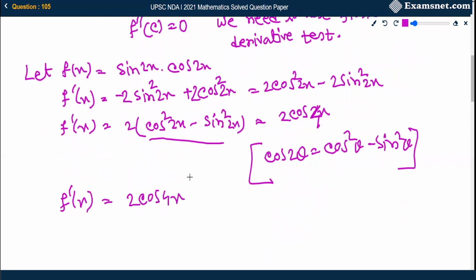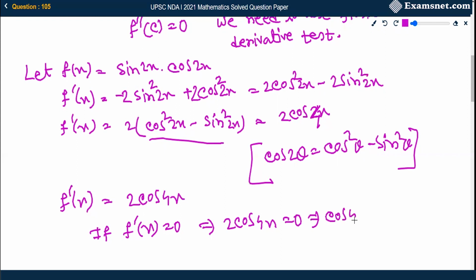Now we are going to find the root of this function. So f dash x equals 0 implies 2 cos 4x equals 0. We know that we get the value 0 for cos at pi by 2, correct?